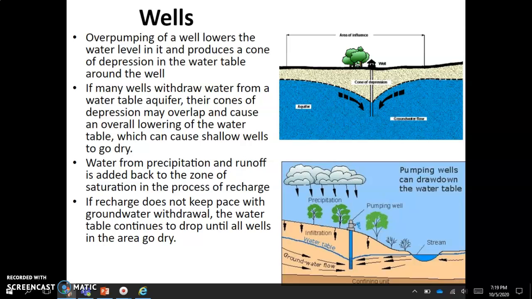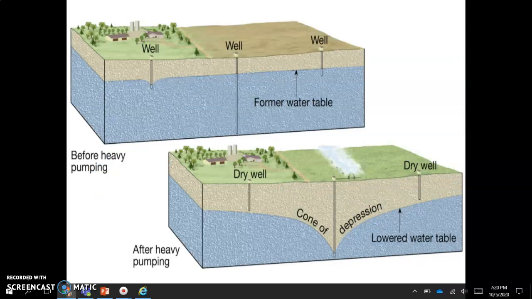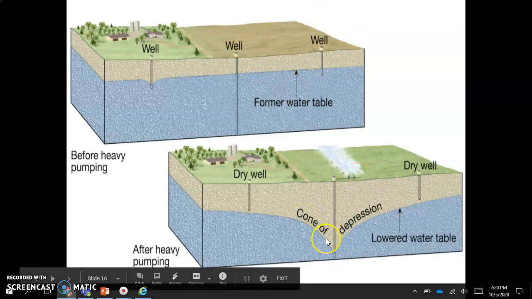So we can have overpumping of a well, and that can lead to something called a cone of depression. Basically what will happen is that if the recharge does not keep pace with the groundwater withdrawal, the water table will continue to drop until the well goes dry. So overpumping is an issue with the wells. And this just shows you where the wells are. And then this cone of depression is where we get the overpumping and the lowered water table.